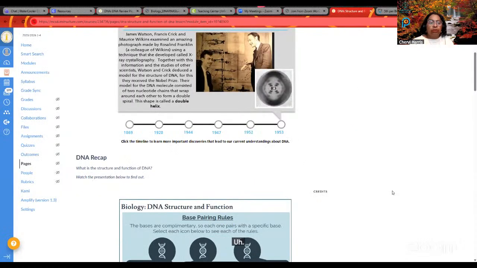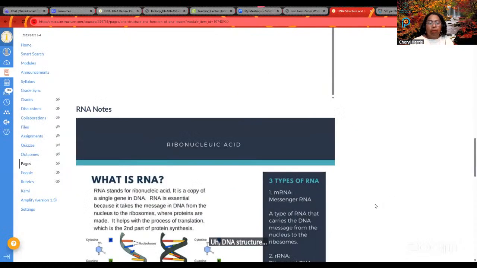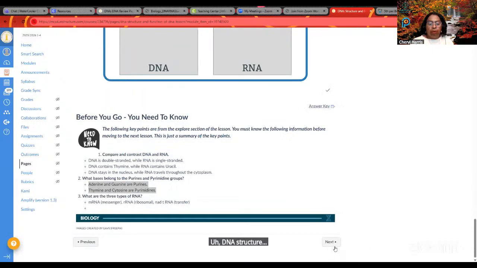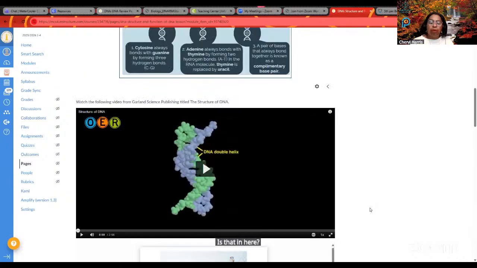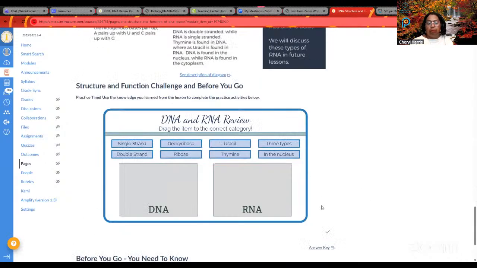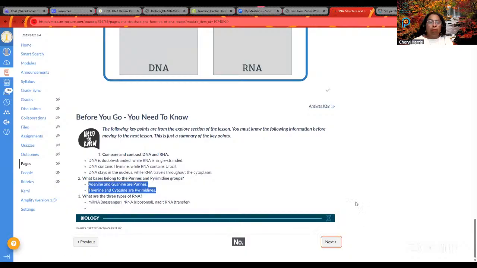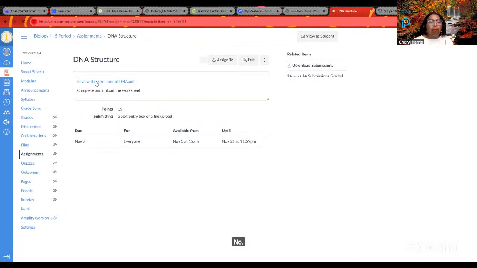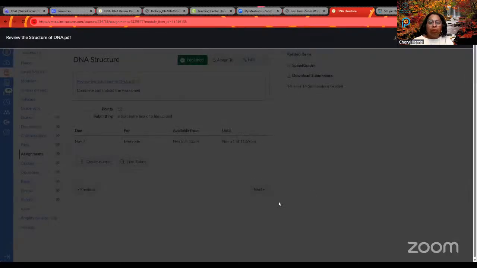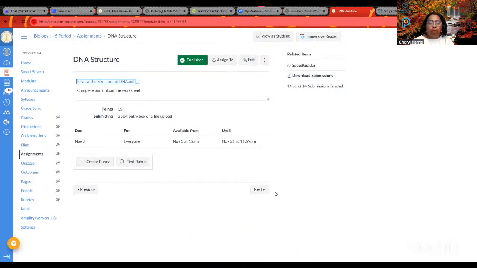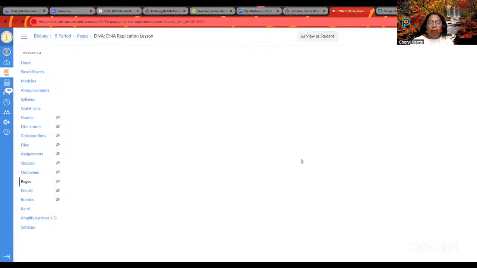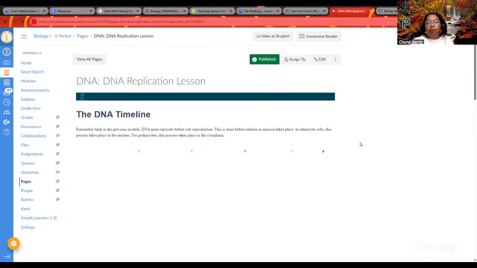DNA structure. Was that in here? No. Oh, that's the one we just looked at. Come on.